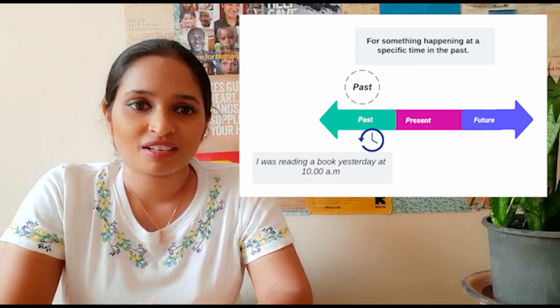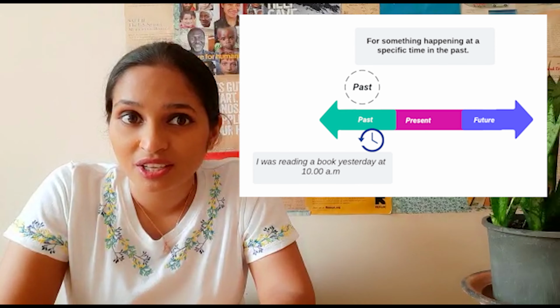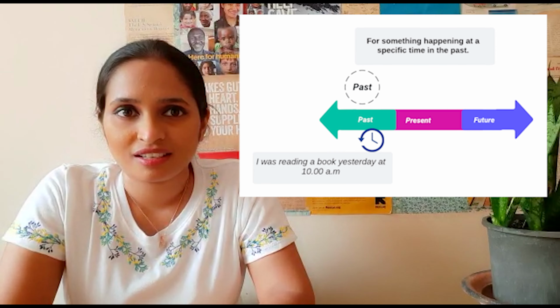I was reading a book yesterday at 10 a.m. When we want to mention what was happening at a specific time, we use the past continuous tense. So you can't say, I read a book yesterday at 10 a.m. because you can't start and finish reading a book in a minute.